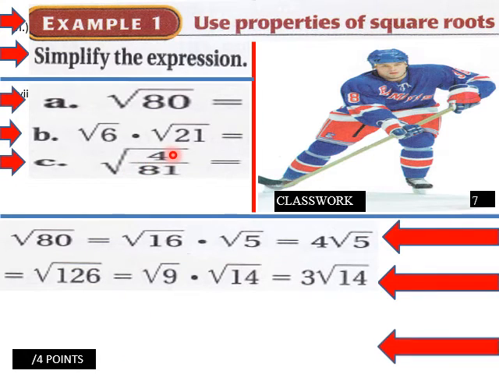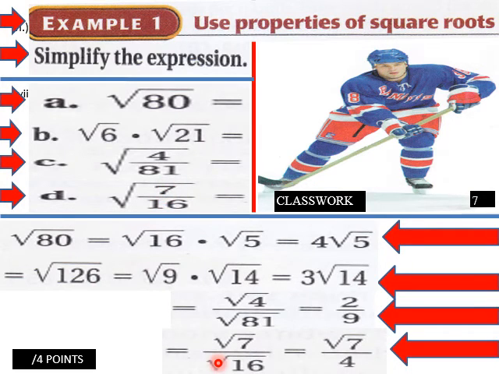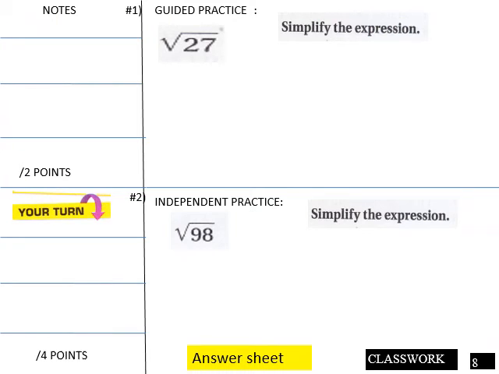Then we have radical 4 over 81, and we can use radical 4 over radical 81, which is 2 over 9. Then we have radical 7 over 16. So we have radical 7 over radical 16, which is radical 7 over 4. Okay, so our guided practice, simplify expressions.